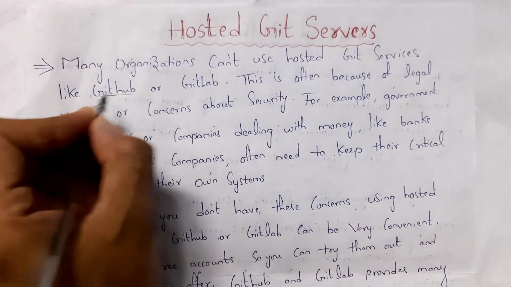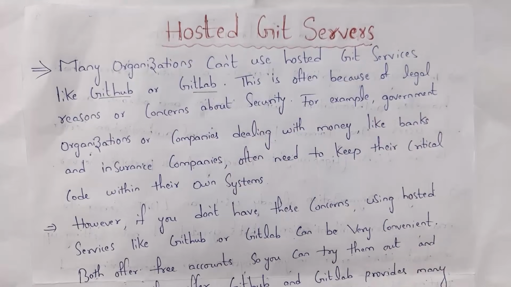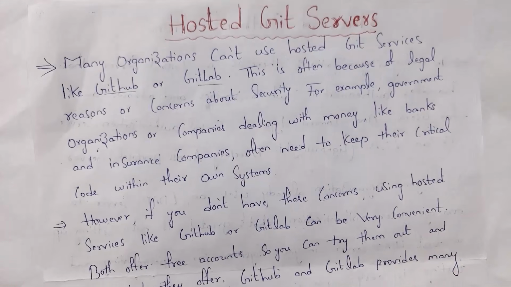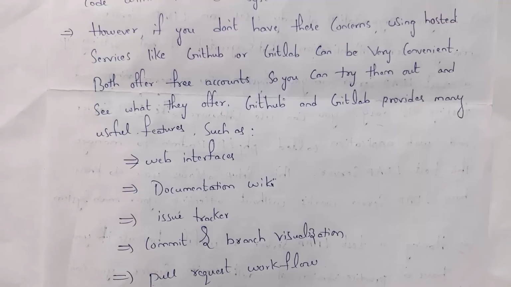These GitHub and GitLab are both websites that are available on the internet. So there is a high chance of hacking. That is why many companies will not show data on GitHub and GitLab websites. For example, if you consider government organizations or companies dealing with money, for example, government, banks and insurance companies, they will not store their code in GitHub or GitLab because GitHub and GitLab are cloud based, present on the internet. So because of some legal reasons and security issues, they will store their code in their own systems.